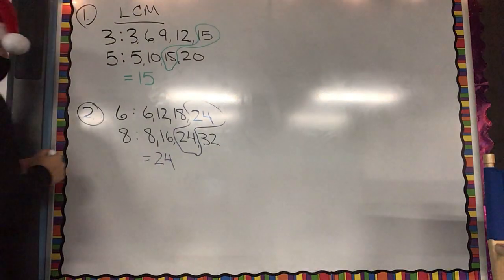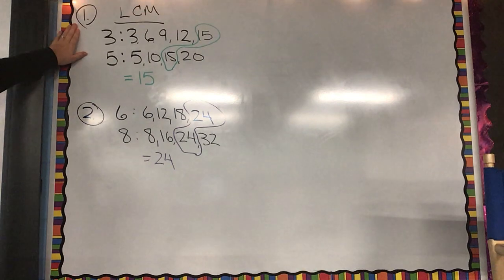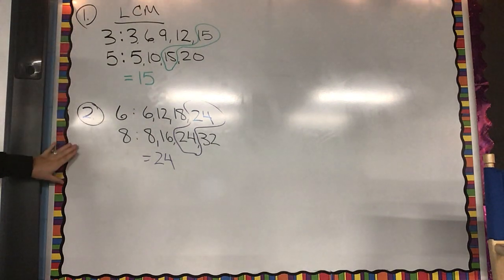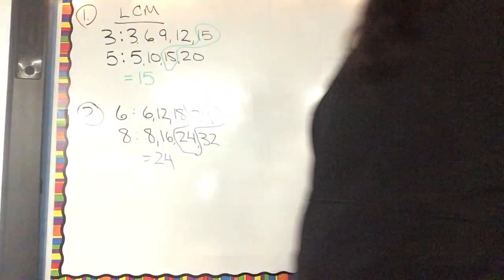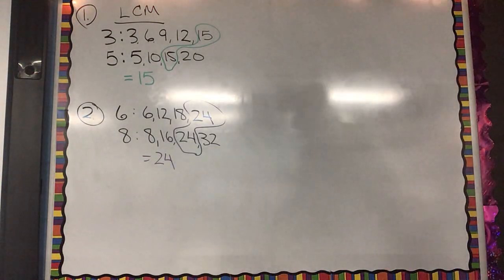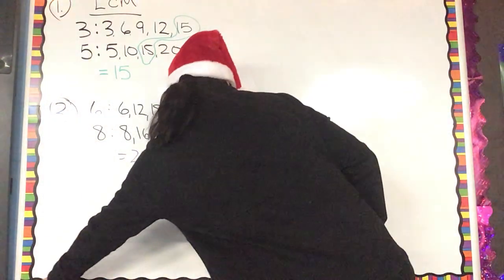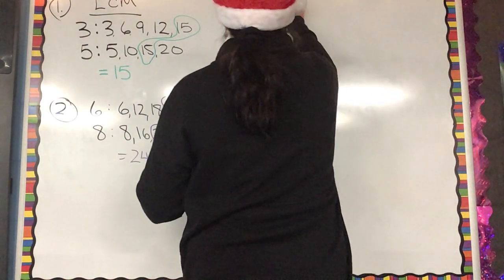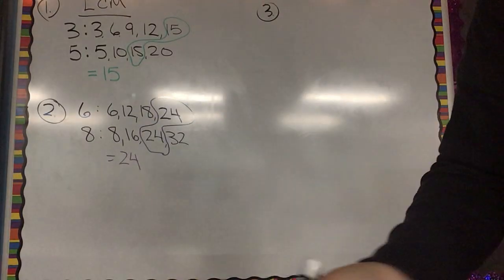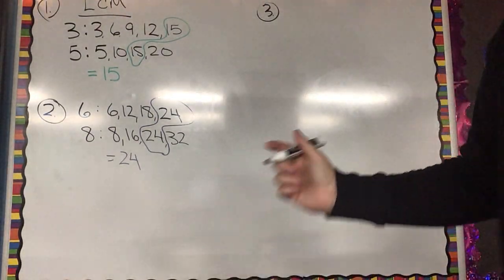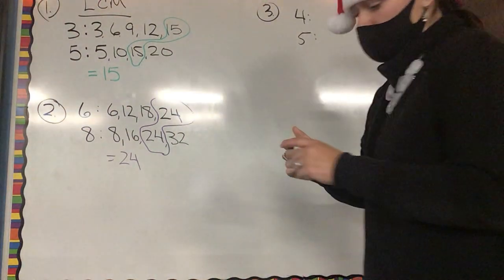Ladies and gentlemen, in your math notebook, your paper should be organized. You started at the top left. They are numbered. We are working our way down, and you are using the lines on your paper. All right, number 3. Let's find the LCM of 4 and 5. I want you to go ahead and try this one.